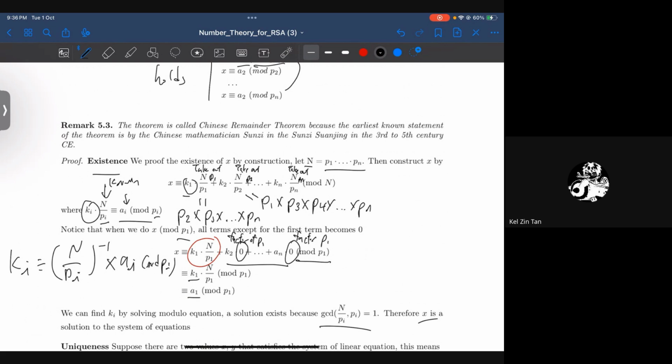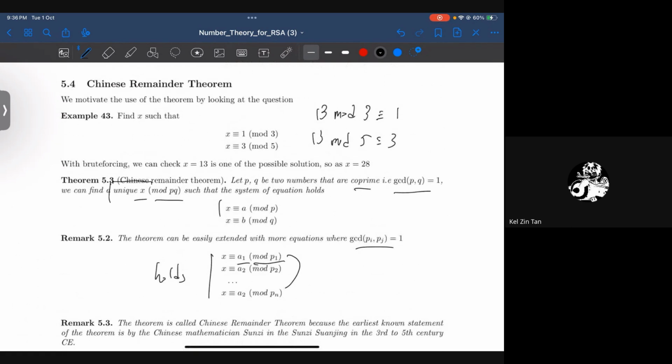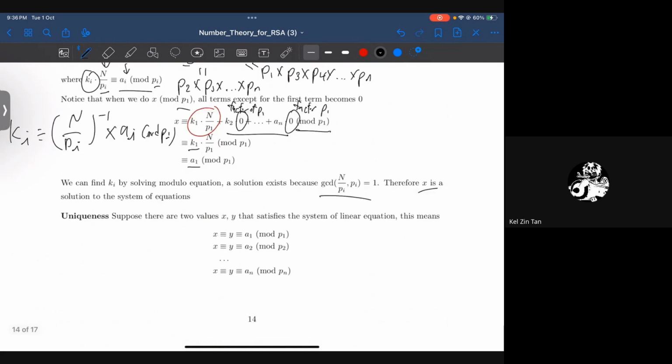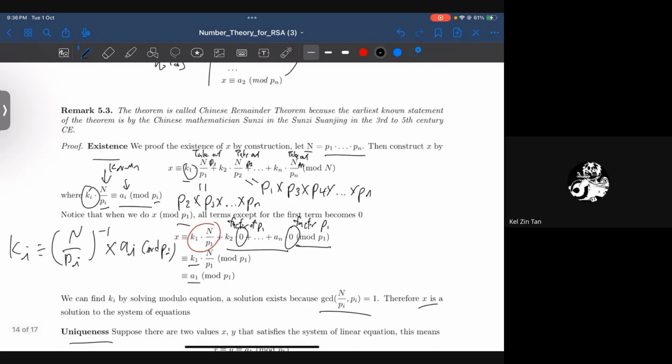But the Chinese remainder theorem says something stronger. It says that this X, the answer that we find, is unique. Basically, it means that if we construct it that way, the answer that we get is the unique answer. We won't get any other answers than this. So now we want to prove the uniqueness of the Chinese remainder theorem. Before that, I just want to make sure that everyone is good with the construction.